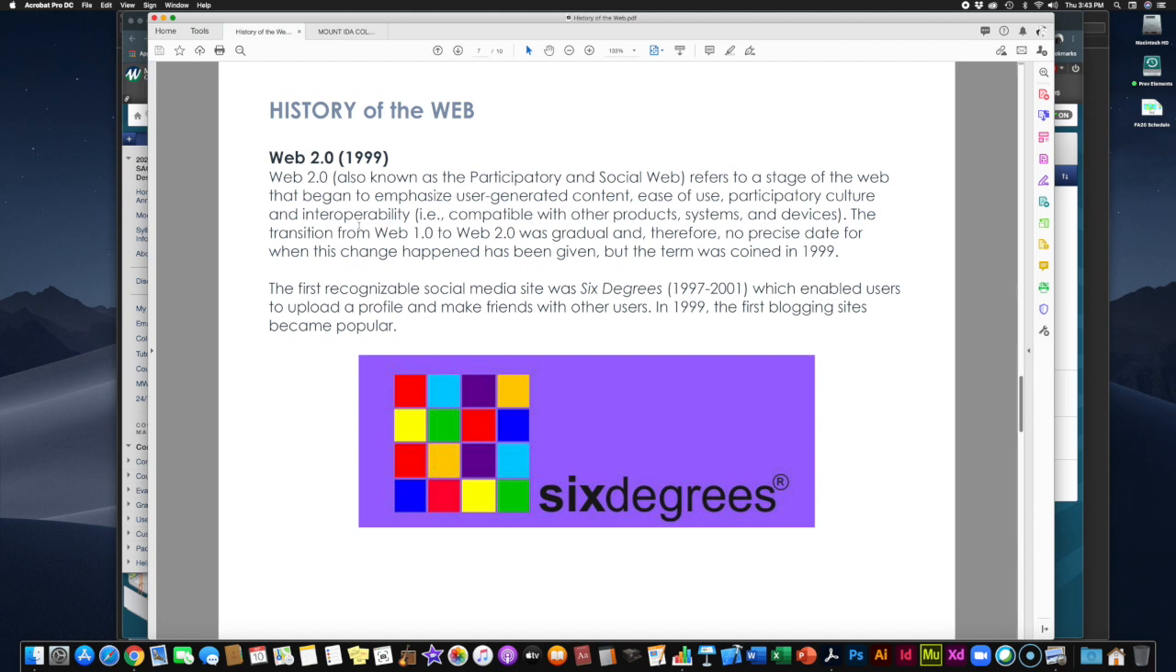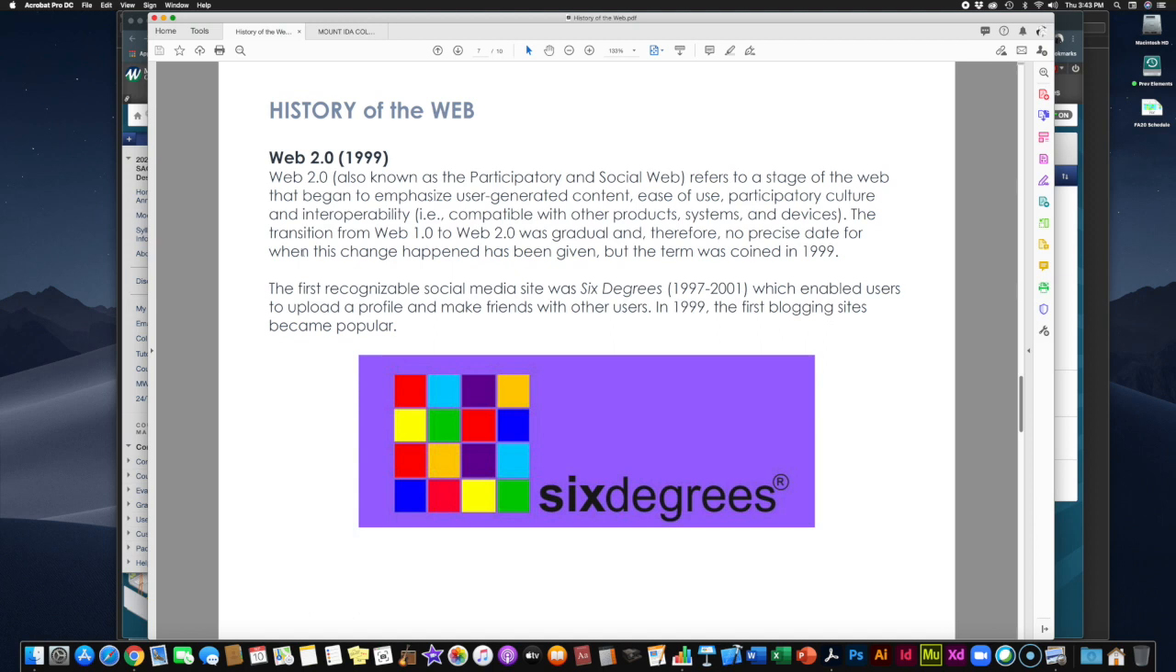So the transition from the Web 1.0 stage to the Web 2.0 stage was actually really gradual. And there's really no precise date where you can say, oh, now we're in the Web 2.0 era. But the term Web 2.0 was coined in 1999, which is very appropriate because it was the end of the 1990s, right before we got into 2000. It was a big change. So it seems appropriate that that's when it changed.